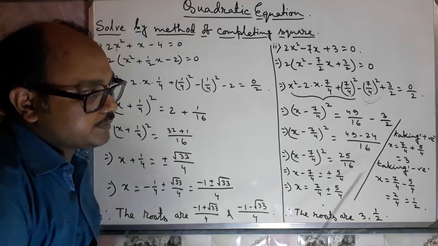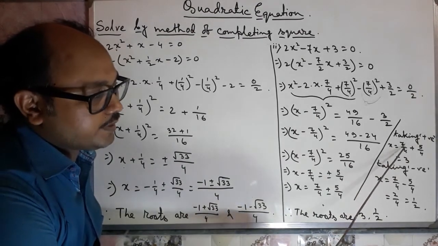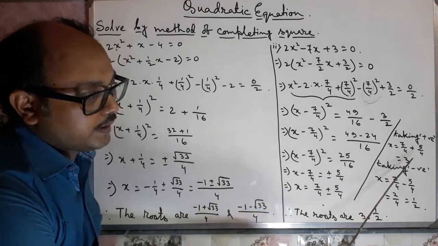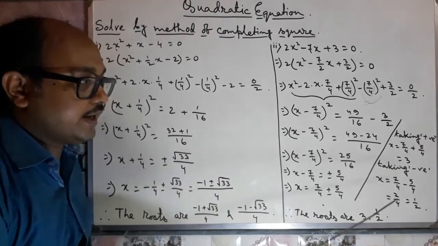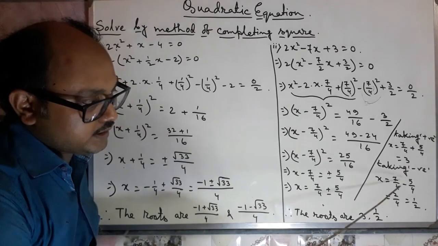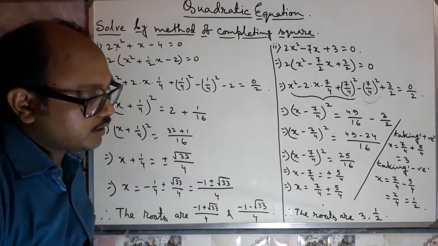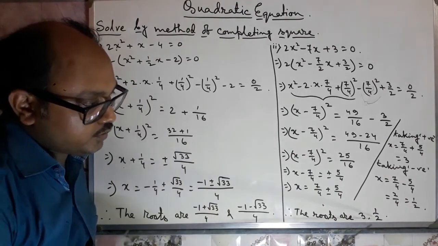Now taking the positive sign, what will be the value of x? x is equal to 7/4 + 5/4, that is 12/4, which is equal to 3. And taking the negative sign, 7/4 − 5/4, that is 2/4, which is equal to 1/2. So the two roots we got are 3 and 1/2.